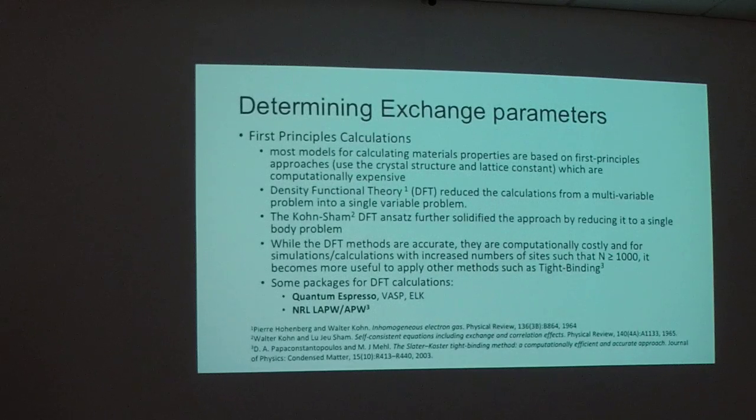So tight binding is a lot faster than DFT, but it's more what you call semi-empirical. It uses some information from DFT calculations to start calculations. But what we do is we use packages that use the different DFT approaches. And I'm mostly using Quantum Espresso for the initial calculations.